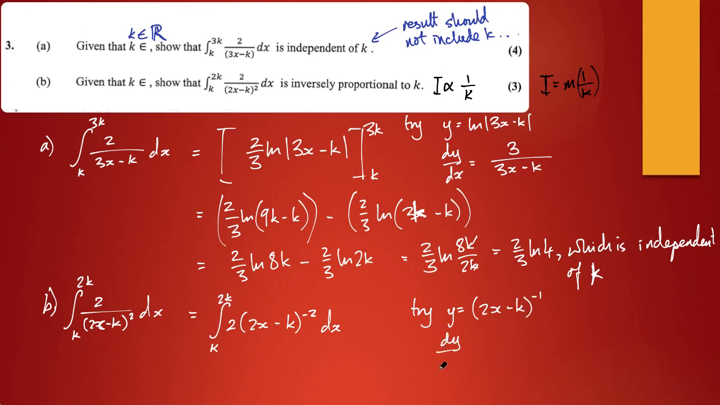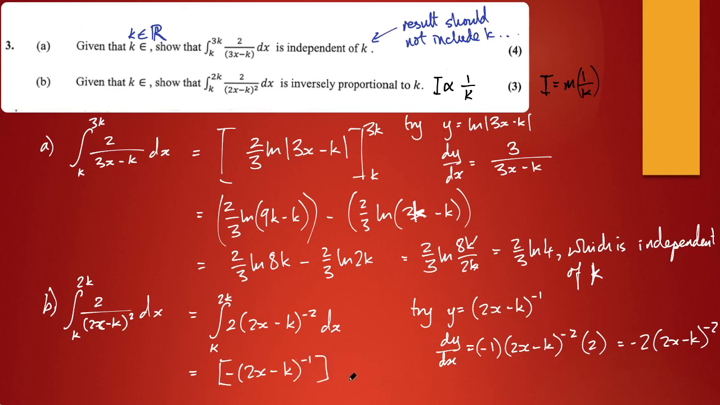When I differentiate that, I'm going to get something involving what I want here. Bringing that minus 1 to the front, keeping the thing in the bracket, reducing the power, and multiplying by the differential of what's in the bracket, so 2, that's all chain rule. That gives me minus 2 times (2x minus k) to the minus 2, which is what I want apart from the negative. Therefore I must have started with that with a minus sign in front. So my integral is minus (2x minus k) to the minus 1 from k to 2k.